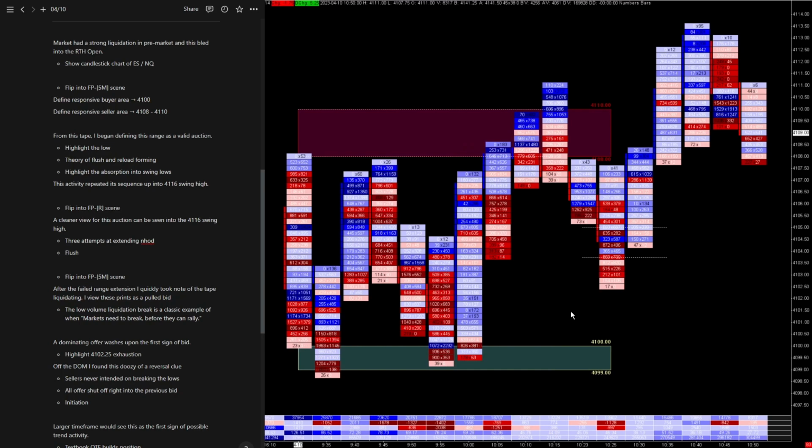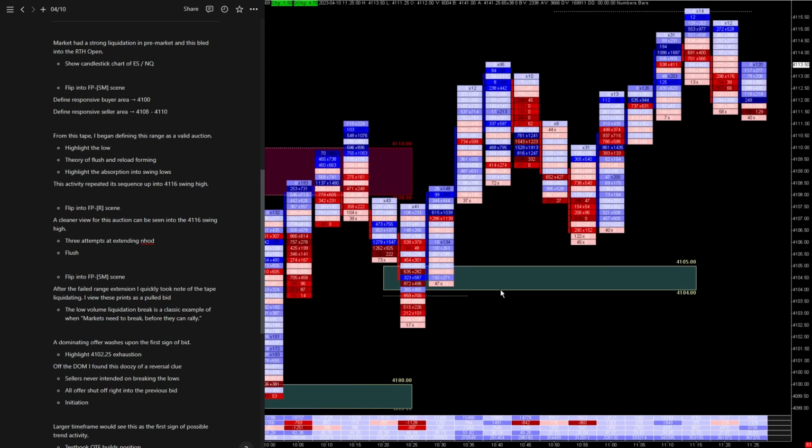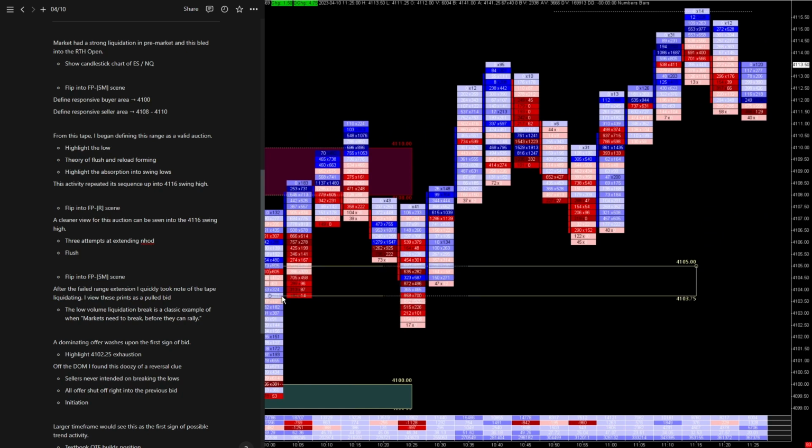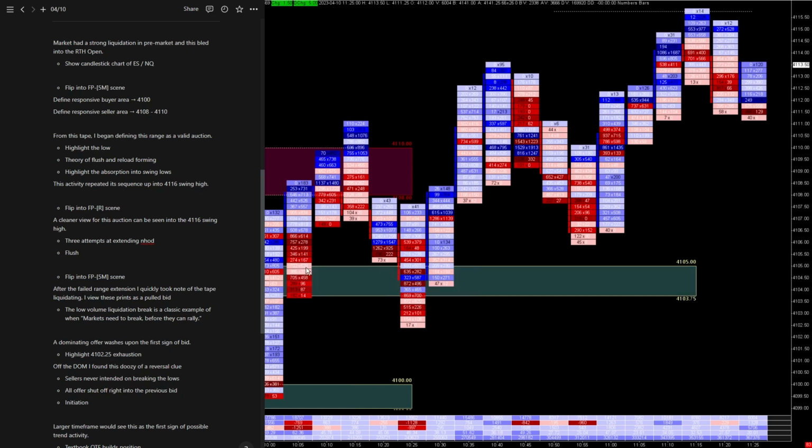I find it interesting to note that this activity of absorption and then kicking or initiating out is a constant theme that repeated itself throughout the session. And this actually happened all the way up to the 41.16 swing high. So now, when we define the two ranges, we can almost theoretically scoop up the same responsive buyer zone and imagine that he actually propped his orders up higher, which could explain the first trap that was sprung at 4104, causing rotation higher.